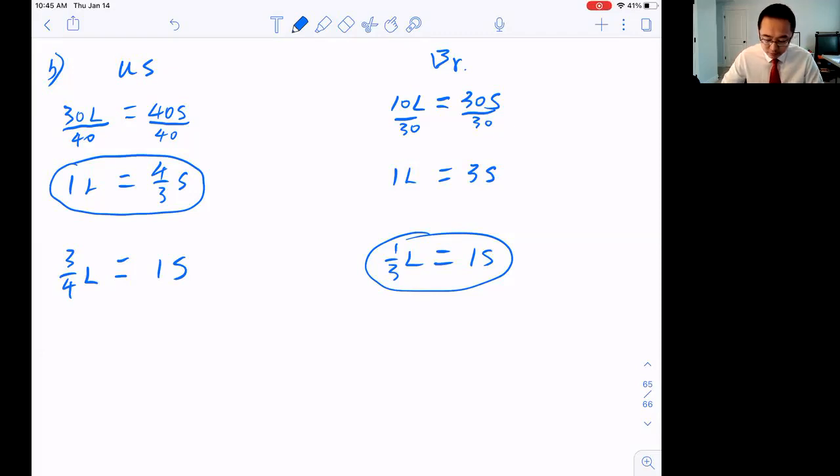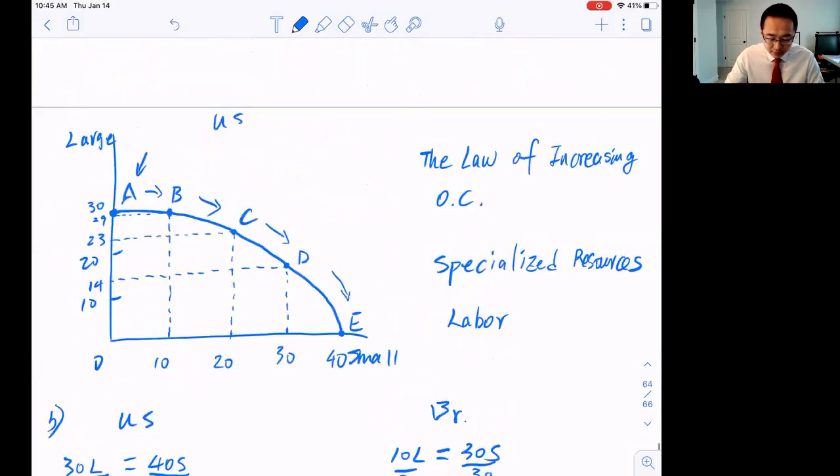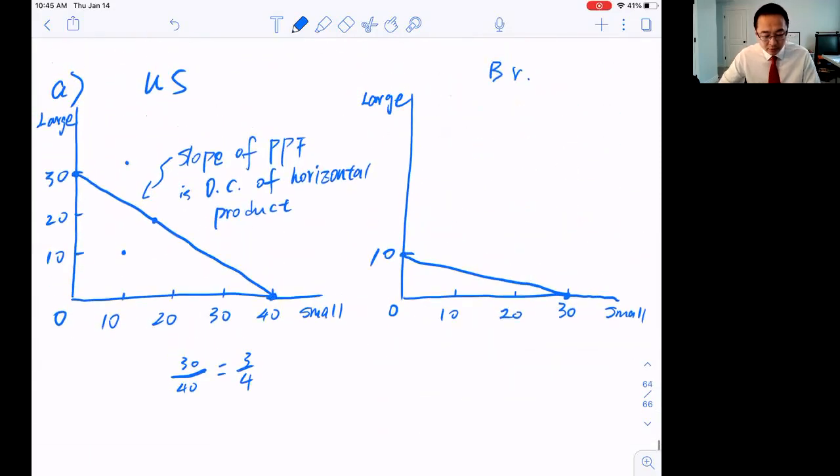Right? So here in this particular question, the only resource I mentioned is time, right? How much you can make in 1 year. And clearly the US then has the absolute advantage in large because we can make 30 and they can only make 10. And we have the absolute advantage in small because we can make 40 and they can make 30. So one country can have absolute advantage in everything, okay?